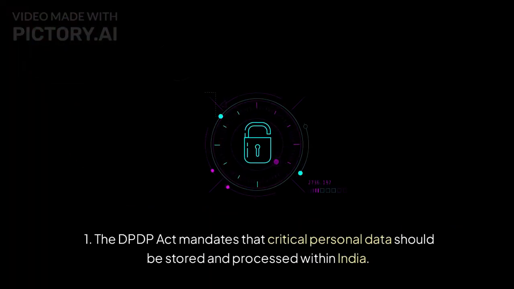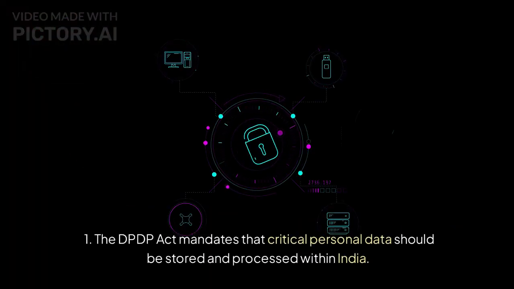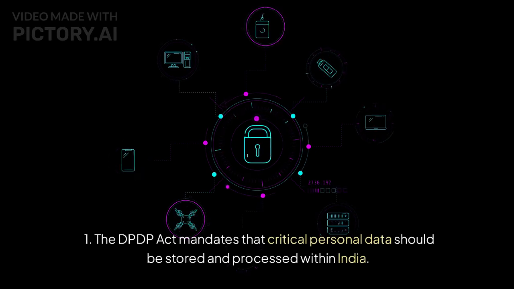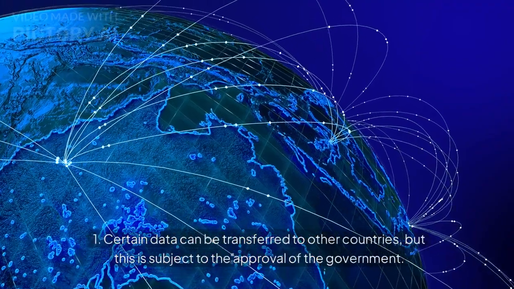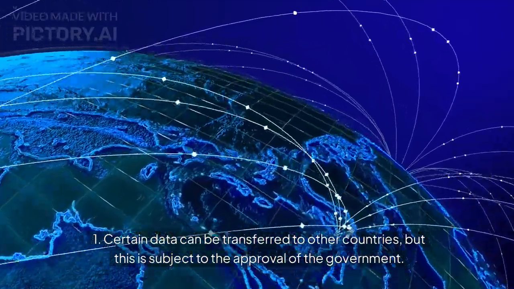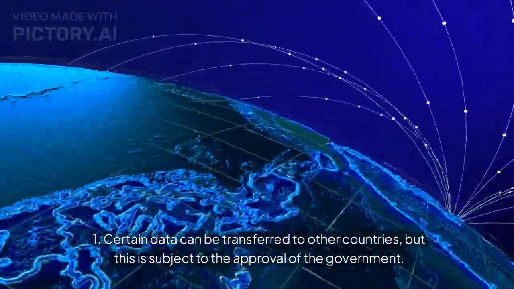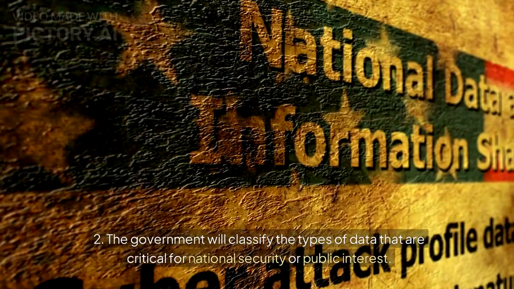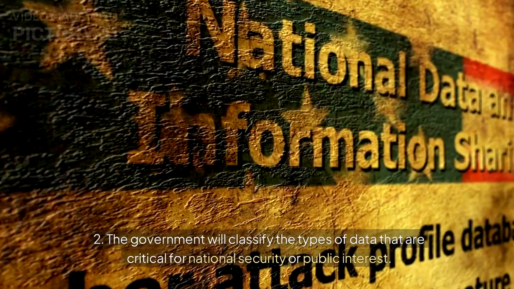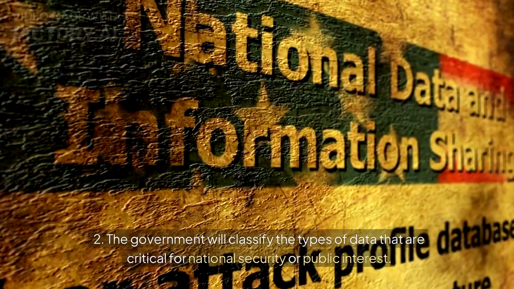6. Data localization. The DPDP Act mandates that critical personal data should be stored and processed within India. Certain data can be transferred to other countries, but this is subject to the approval of the government. The government will classify the types of data that are critical for national security or public interest.